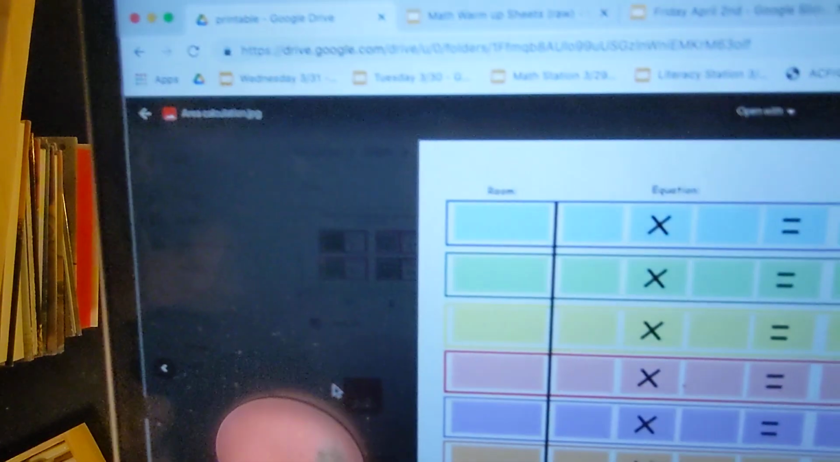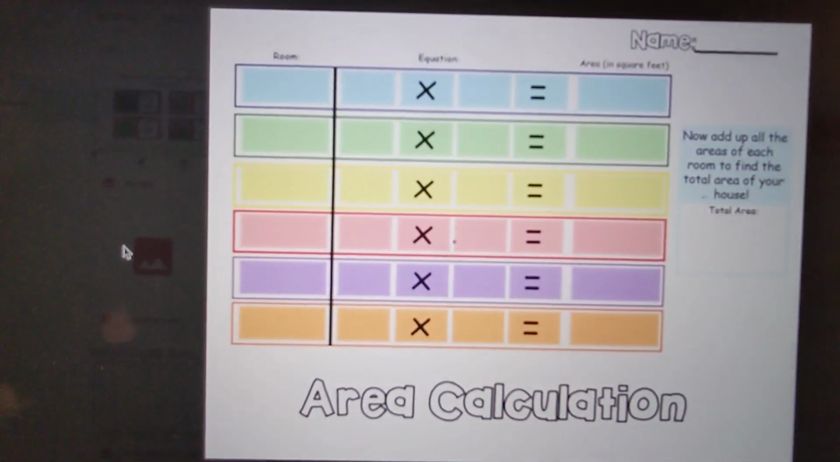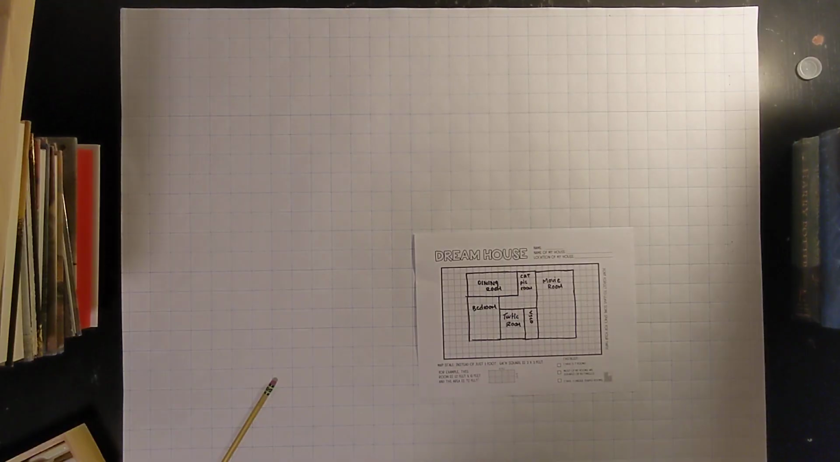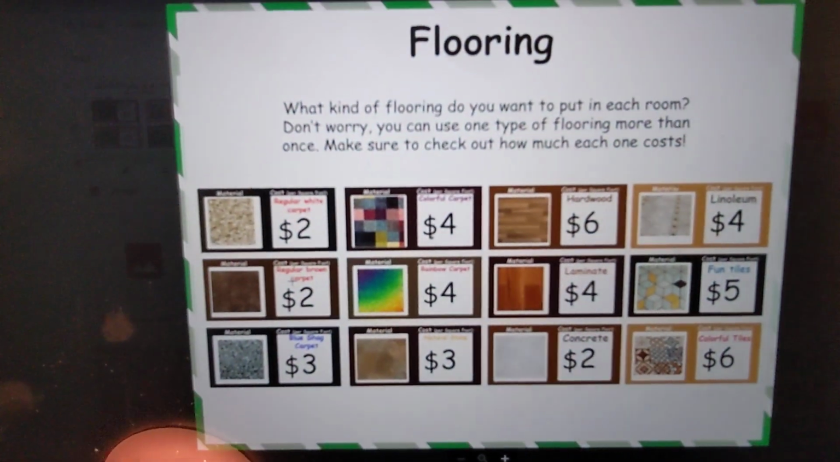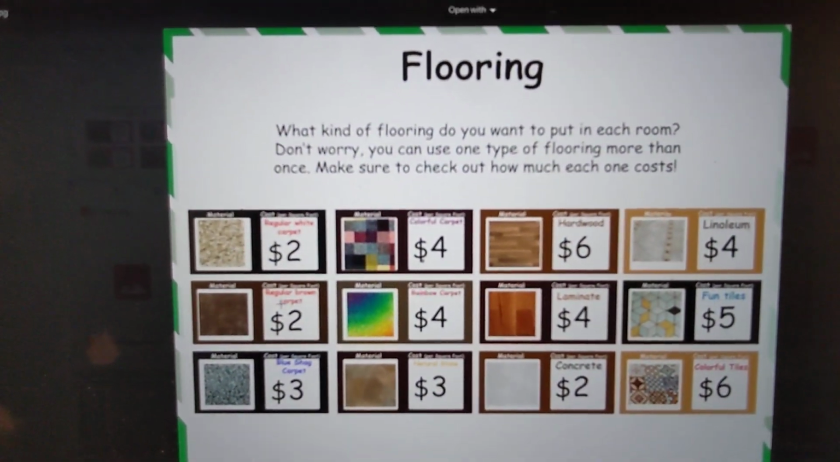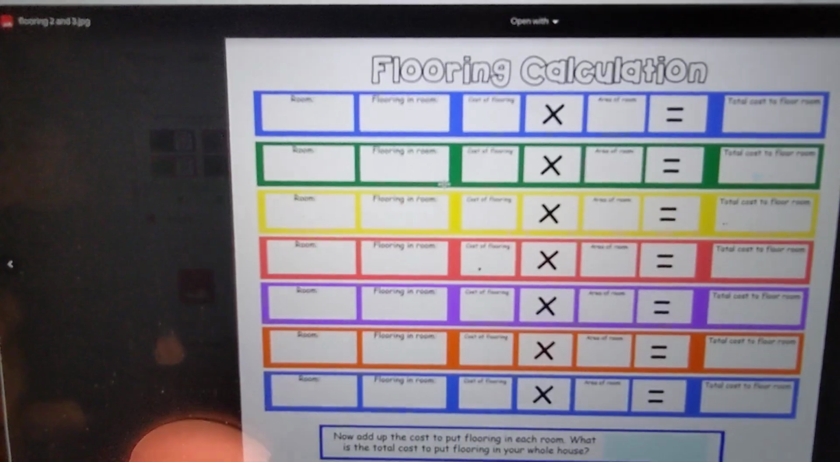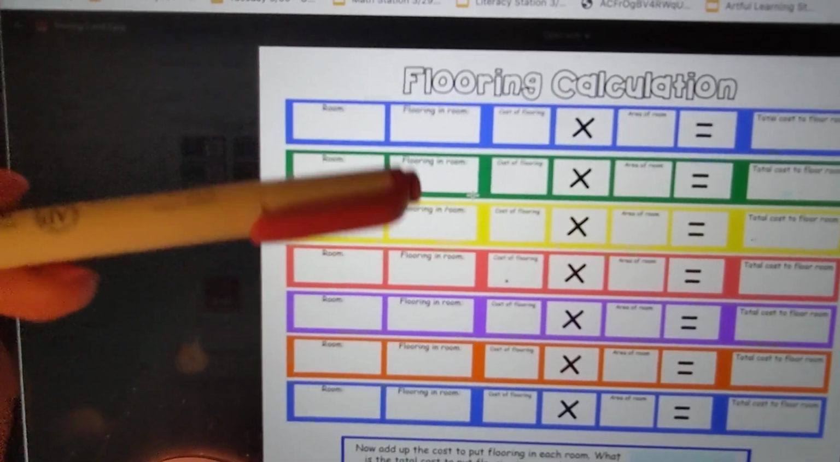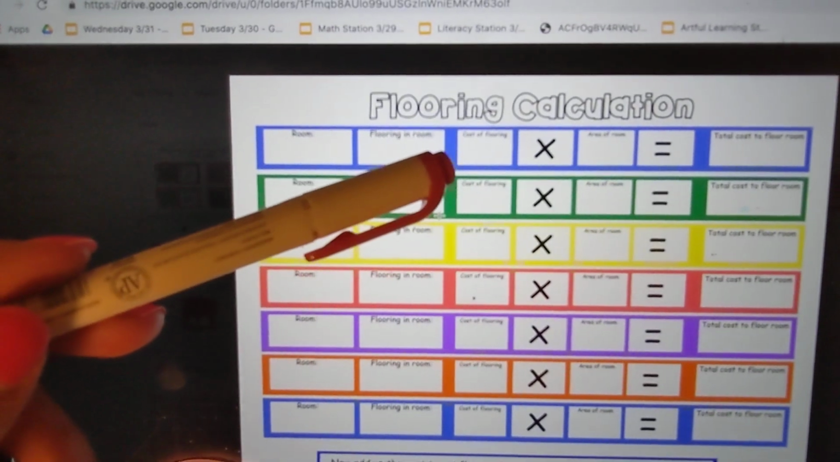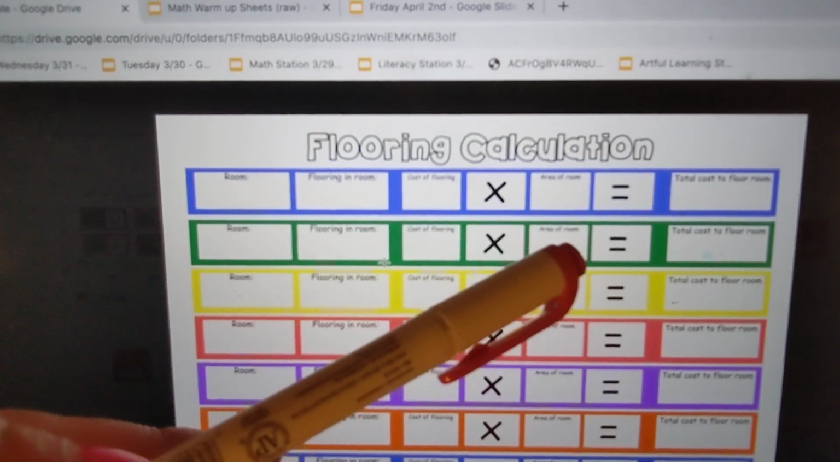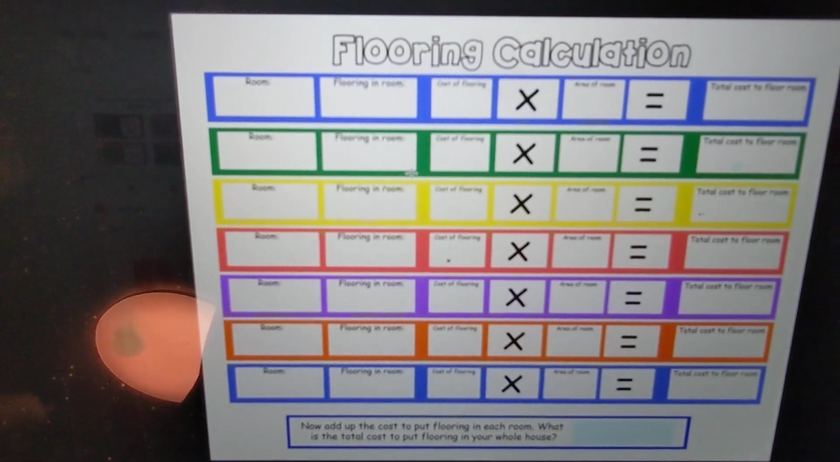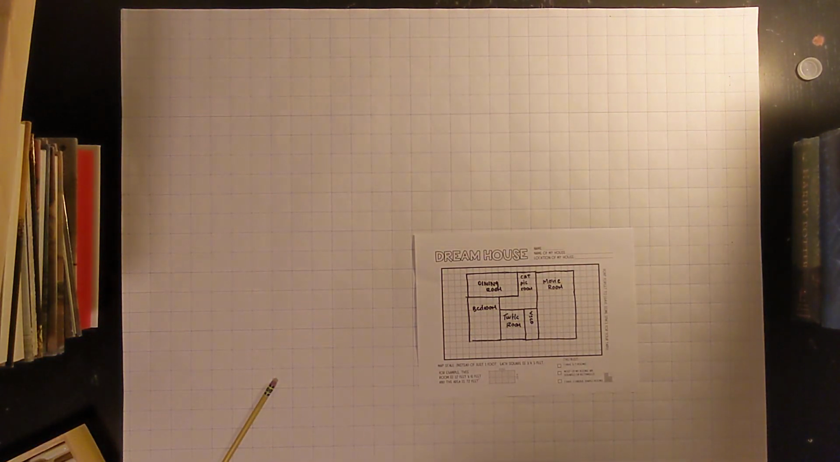You need to be done with your area calculation page, which looks like this. So you need to have calculated the area of every single room. You also need to be done choosing your flooring. So that means that you took this paper and you decided what kind of carpet or tile or flooring you wanted in each room. And then you wrote the rooms in again on your flooring page, chose the flooring, and then multiplied the cost of the flooring per square footage of the area of the room. So you need to have this page finished before you start with your big poster.